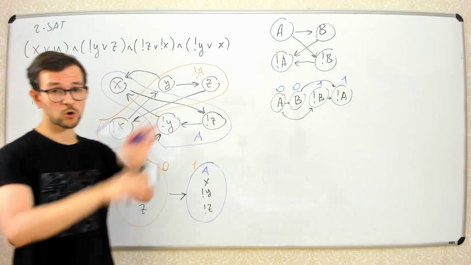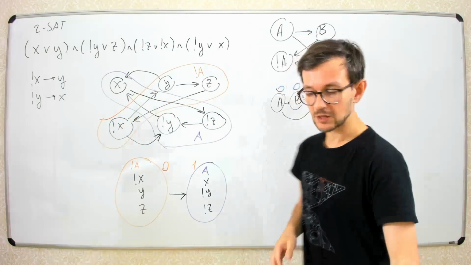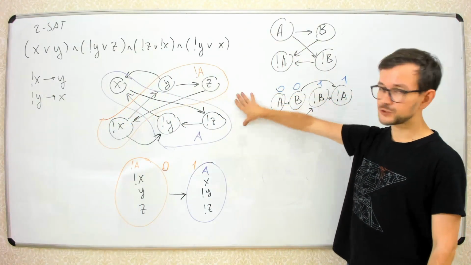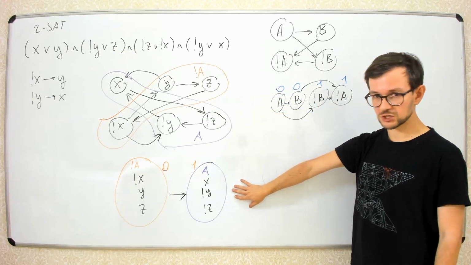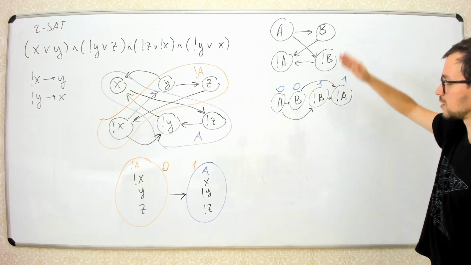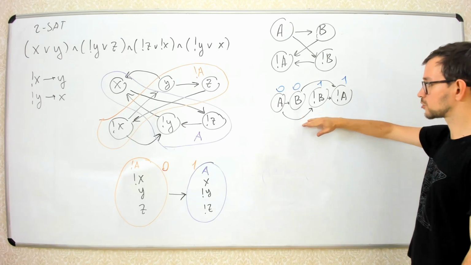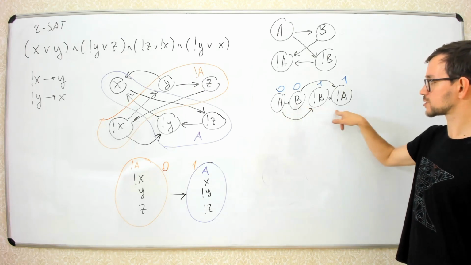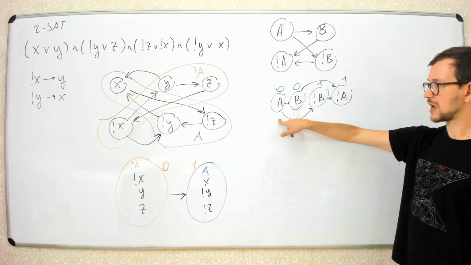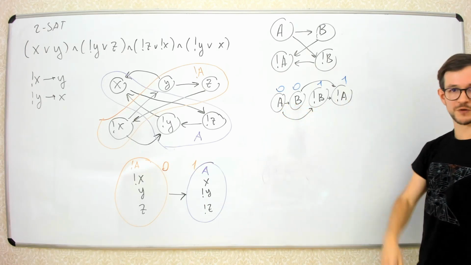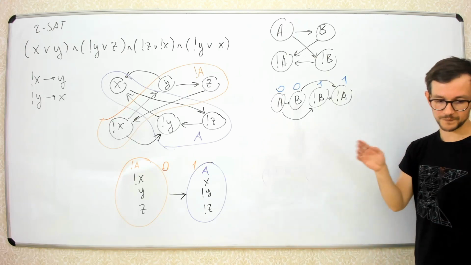Again, the whole algorithm works like this. You build this graph, build strongly connected components, build the condensation. Now you take this condensation and make a topological ordering. In this topological ordering, look at the pairs of symmetrical components, assign 0 to the left one and 1 to the right one. And this will be the correct solution. Cool.